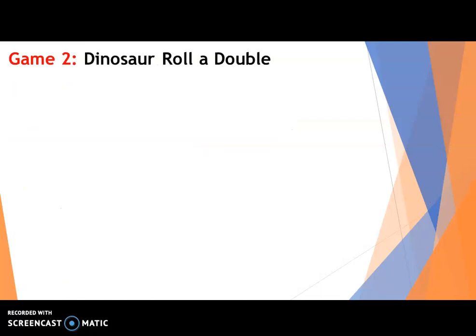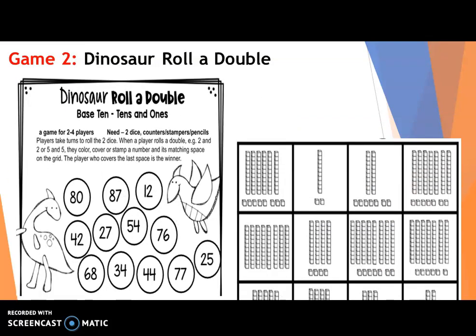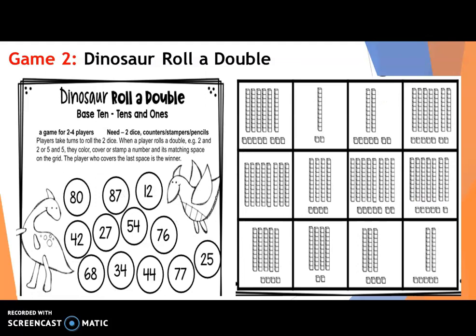Game 2 is dinosaur roll a double. Okay. So we have here now, we need 2 to 4 players. The instructions you have there now. Players take turns to roll the dice. When a player rolls a double, like for example 2 and 2 or 5 and 5, color, cover or stamp a number and its matching space on the grid. The player who covers the last space is the winner.